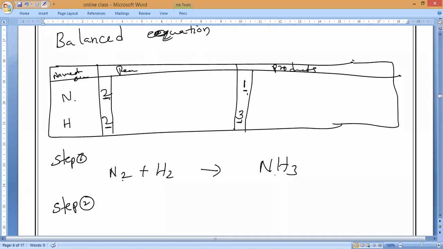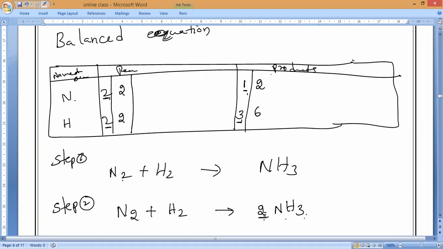Now here 2 is there, here 1 is there. So which number do I have to multiply? N2 plus H2 will give you, which number do I have to multiply, guys? 2. 2 into 3. Now if you notice, on the reactant side I never changed anything, so 2 and 2 only. But on the product side, you can see nitrogens become how many? 2. And hydrogens become how many? 2 3s, which is 6. Now, this is step 2.